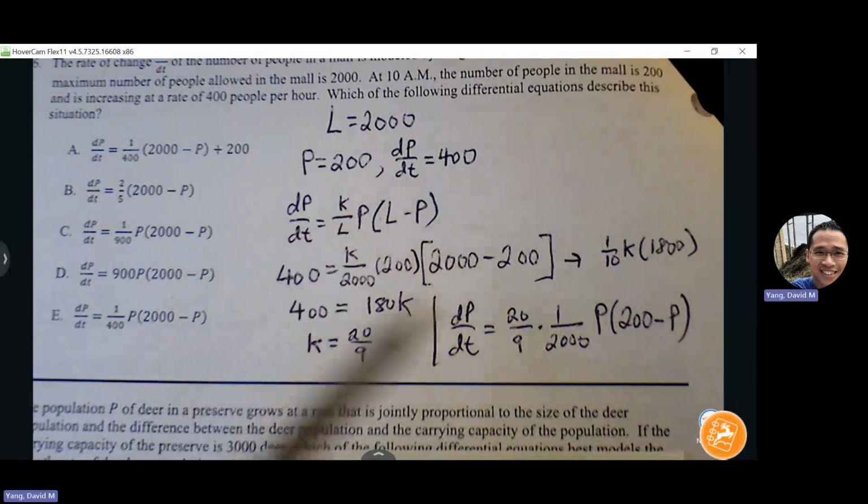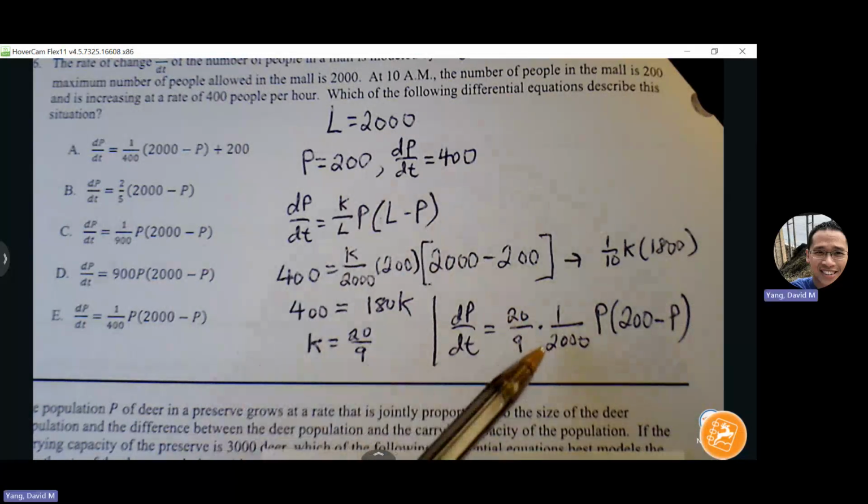K over L is the same thing as K times 1 over L, so I can avoid the complex fraction.